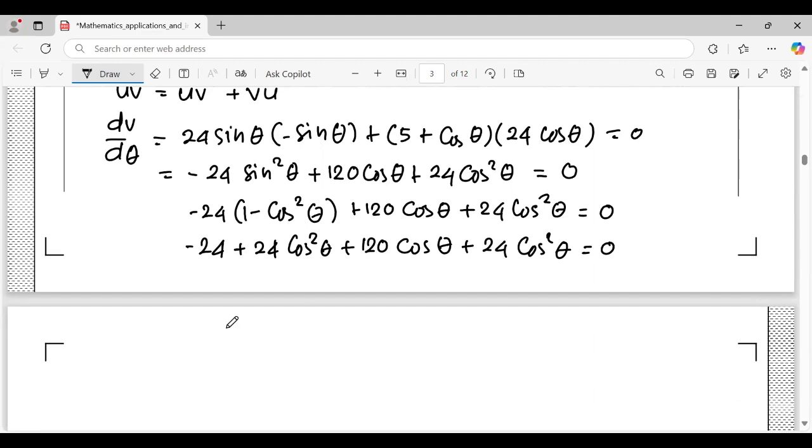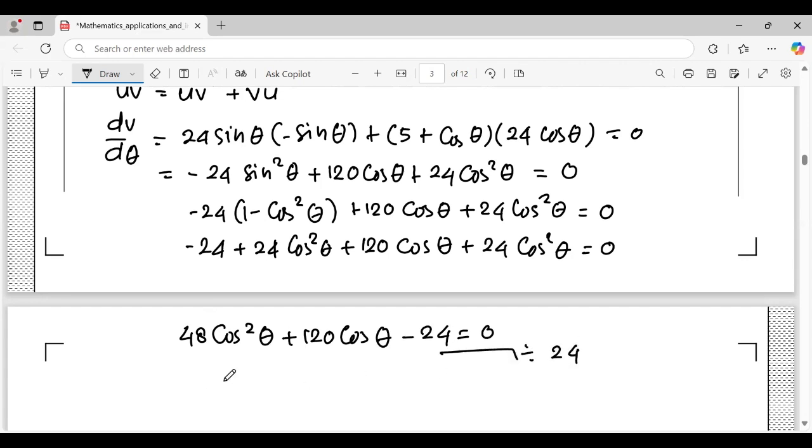So 24 plus 24 becomes 48. 48 cosine squared theta plus 120 cosine theta minus 24 equals 0. All terms divided by 24 becomes 2 cosine squared theta plus 5 cosine theta minus 1 equals 0.